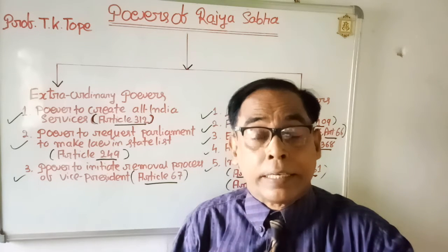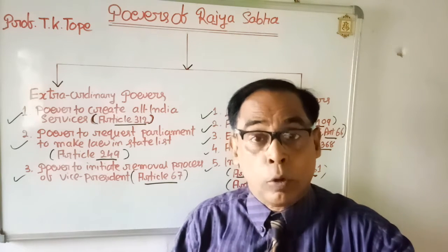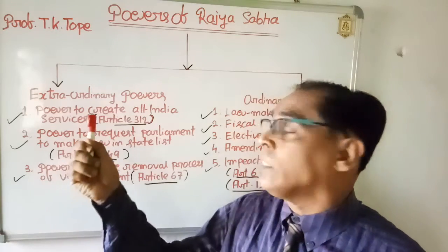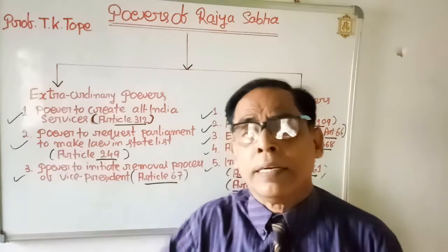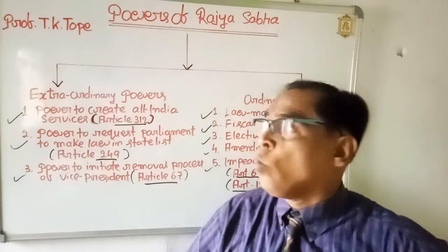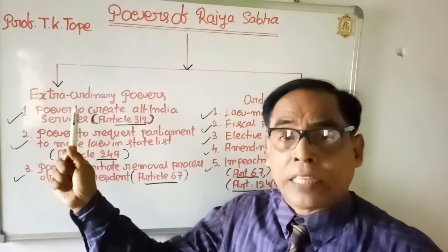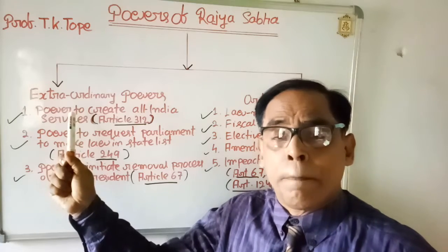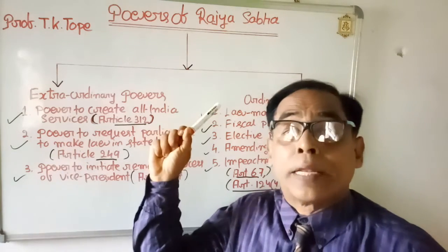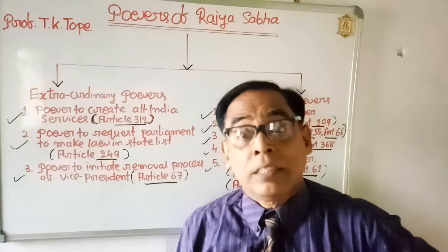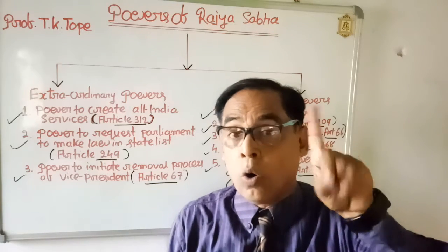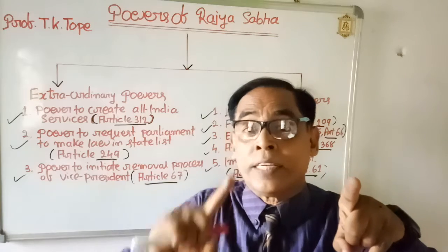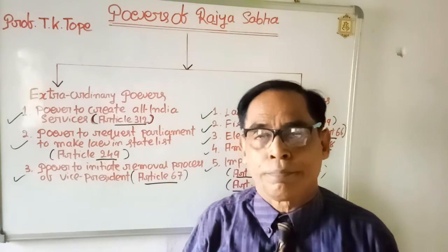How it is vital, you will know if we discuss its powers. Rajya Sabha has mainly two types of powers. One is its extraordinary power or special power, other one is ordinary power. Rajya Sabha has two types of powers. One is its ordinary power, other one is its extraordinary power.